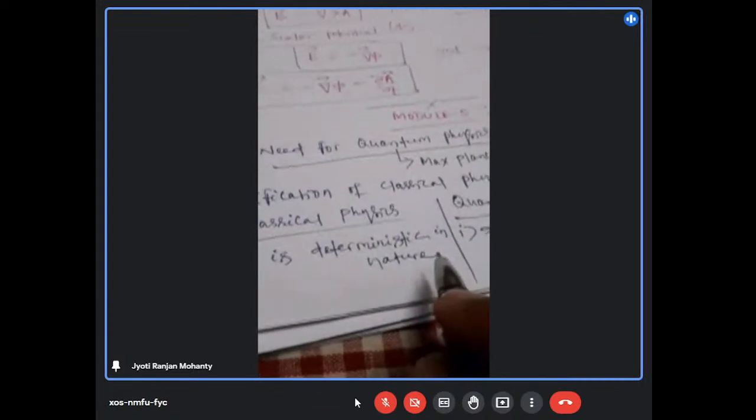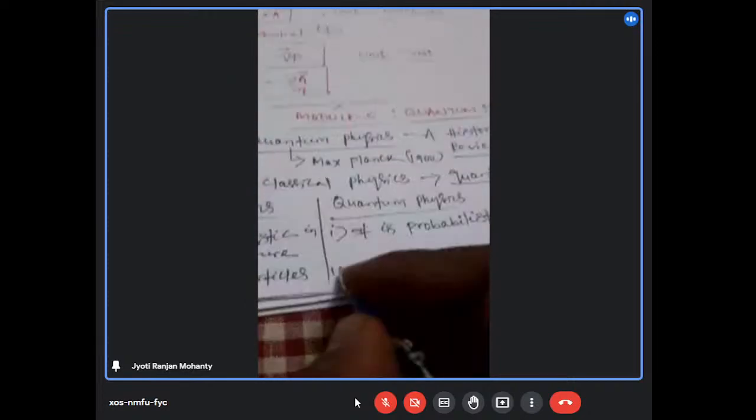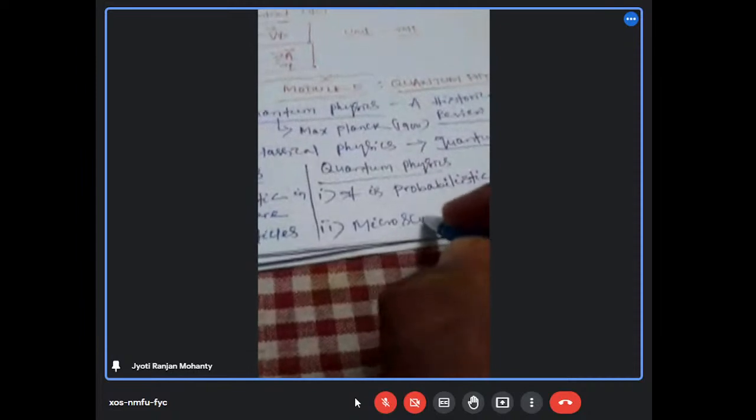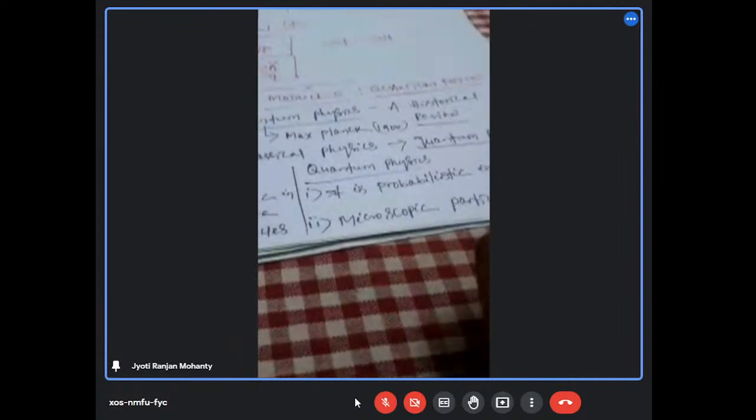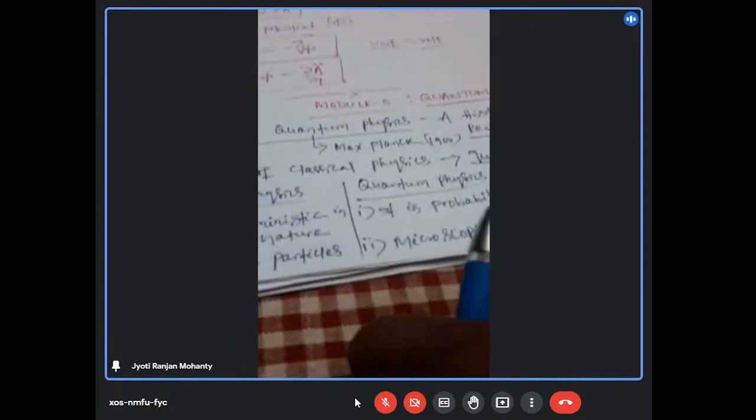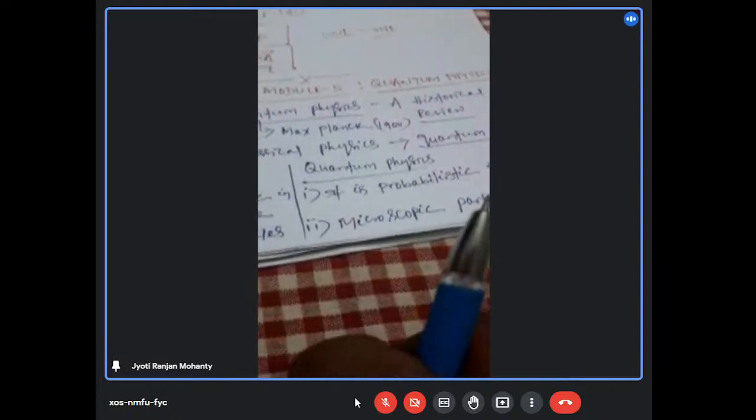Number 2: here it is the study of macroscopic particles. Macroscopic means very, very big particles. And here it is the study of microscopic particles, the particles which cannot be viewed with our naked eye.